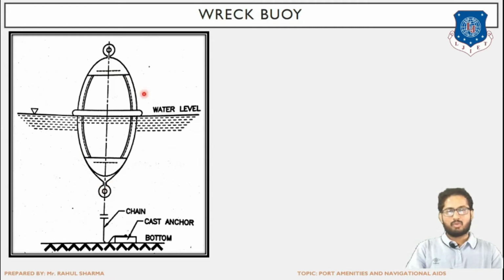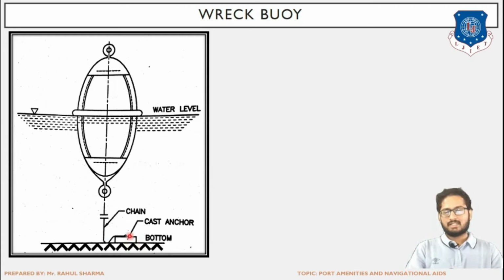So it is sort of an oval shaped buoy. Here the labels are bottom, that is the seabed, that is the foundation, cast anchor and chain. Now chain is the connection between the buoy and this concrete block. The cast anchor which has been written is a concrete block for stability of the buoy, because we have to give a sort of anchorage in the seabed so that the buoy remains stable.